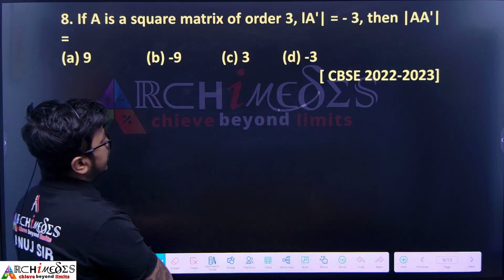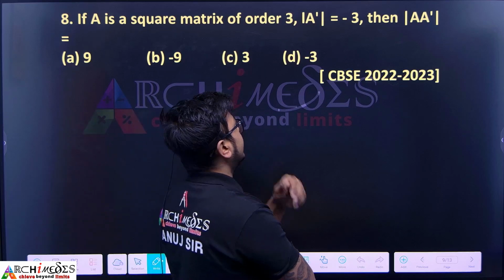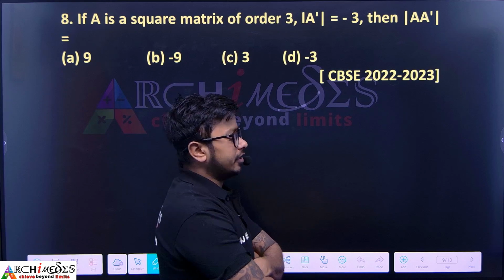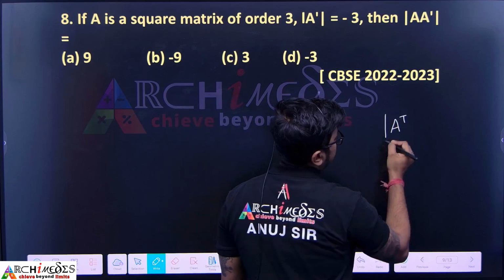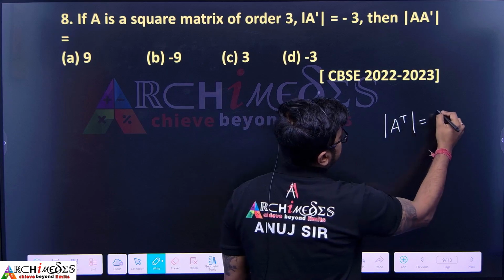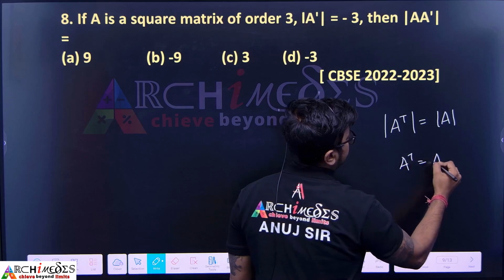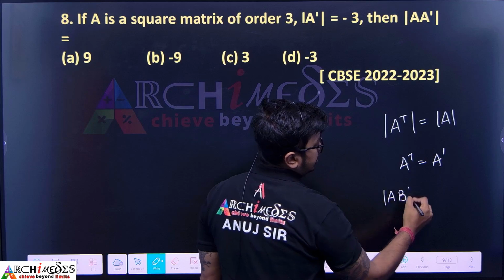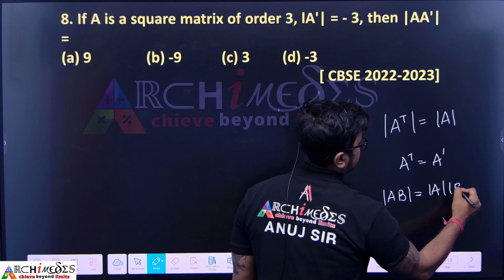So next question, an interesting one. If A is a square matrix of order 3 and A dash, meaning transpose of A, equals 3, then find the determinant of A. You know one property I have given, that the determinant of A transpose is the same as the determinant of A. A transpose is denoted by dash also. Clear? And another property I have given you: the determinant of AB is the same as the determinant of A times the determinant of B.